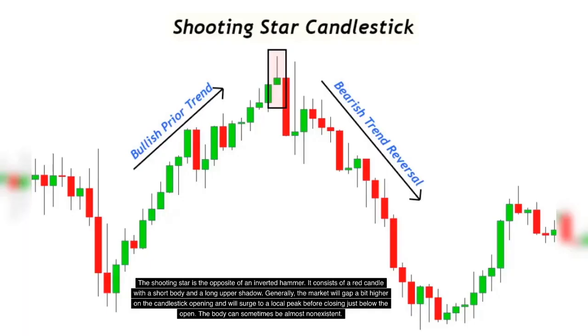The shooting star is the opposite of an inverted hammer. It consists of a red candle with a short body and a long upper shadow. Generally, the market will gap a bit higher on the candlestick opening and will surge to a local peak before closing just below the open. The body can sometimes be almost non-existent.